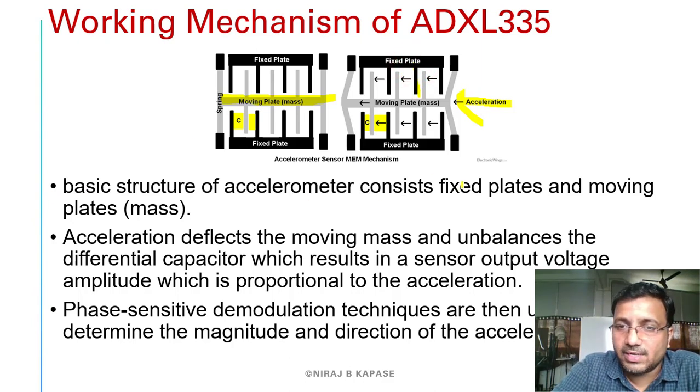The basic structure of an accelerometer consists of the fixed plates and the moving plates inside. The acceleration deflects the moving mass. So this moving mass is deflected, and it unbalances the differential capacitor, which results in a sensor output voltage amplitude that is proportional to the acceleration. This unbalances the capacitance plate, and due to that it generates a proportional output voltage, and that output voltage is proportional to the acceleration.